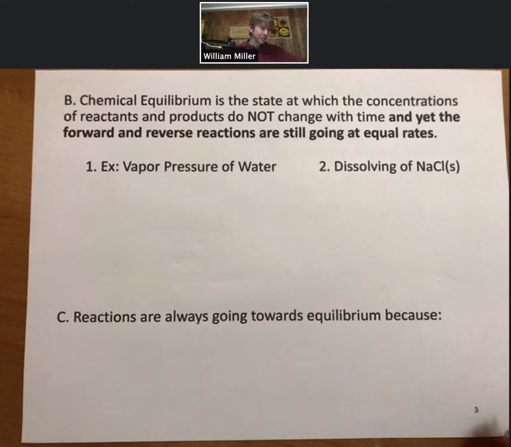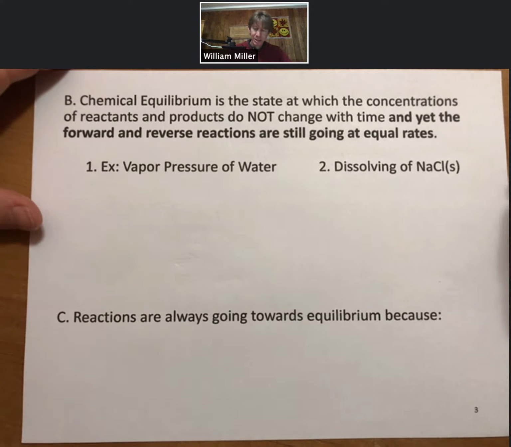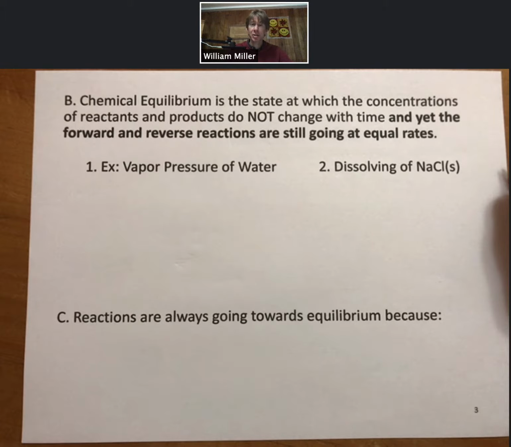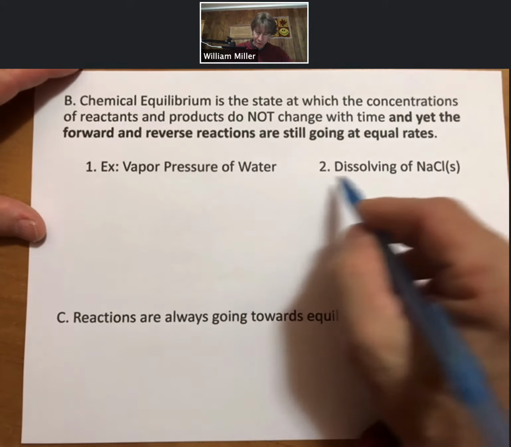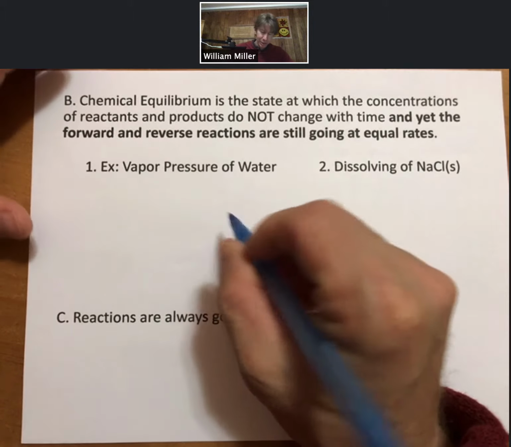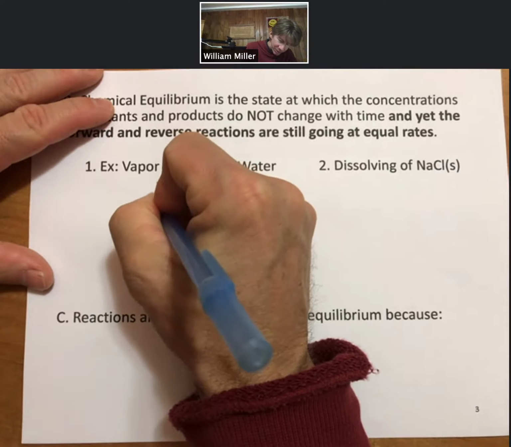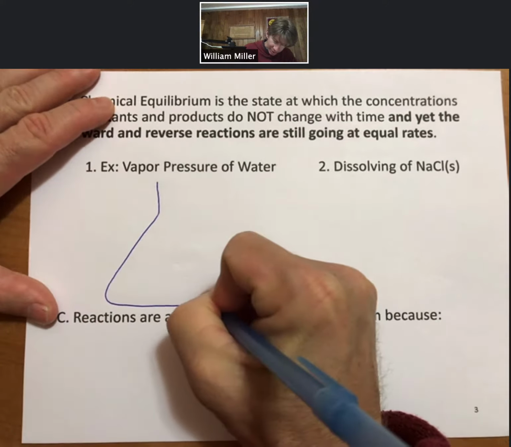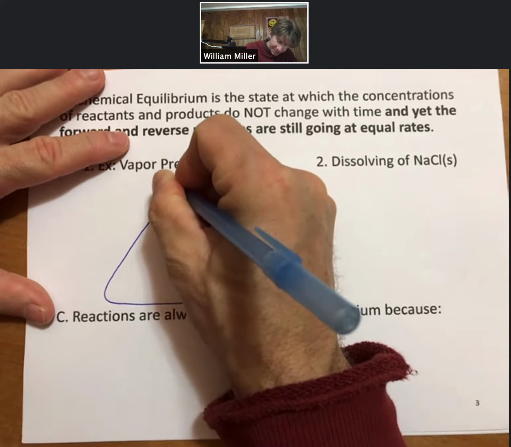Now let's talk a little bit more about what the equilibrium state is. Chemical equilibrium is the state at which the concentrations of reactants and products do not change with time, and yet the forward and reverse reactions are still going at equal rates. And so we have two examples here. One is the vapor pressure of water. We've talked about the vapor pressure of water before.